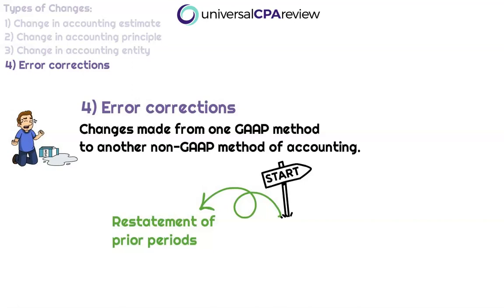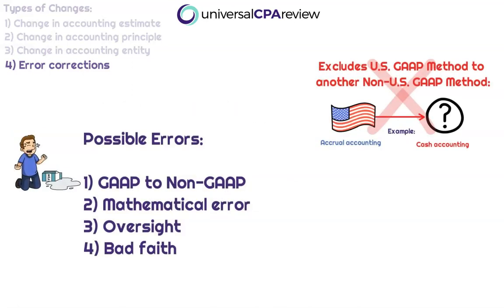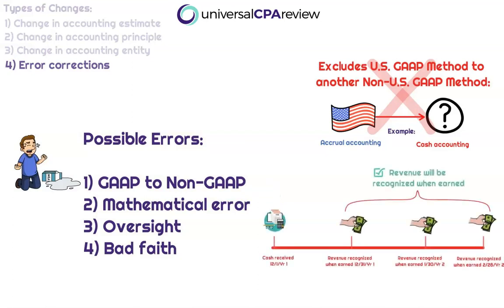So what specific situations can result in an error that needs to be corrected? One situation that the examiners love to sneak up on you is making a change from US GAAP reporting to non-US GAAP reporting. A great example of this would be changes in US GAAP accrual basis of accounting when recording revenue, right? We're going to be recording revenue under US GAAP when revenue is earned. But if we change that to the cash basis, and now all of a sudden we're going to be recognizing revenue when cash is collected, that would be a non-US GAAP method of reporting.